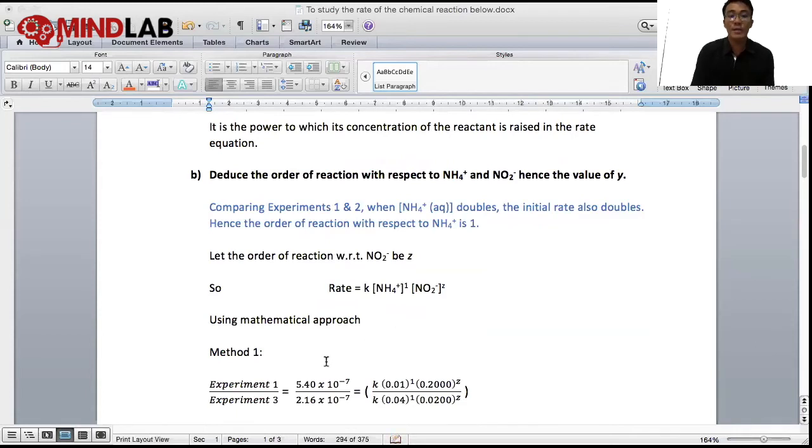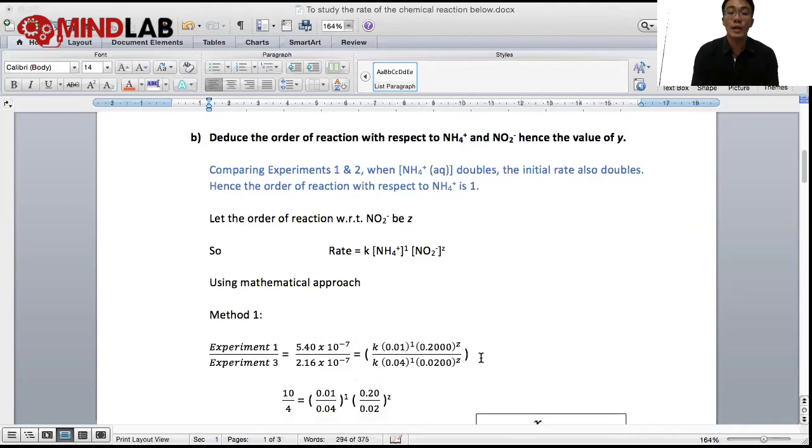Just be careful that you substitute the values in order. When I put experiment 1 as the numerator, I need to ensure that all the values with respect to experiment 1 are on the numerator as well. It's the same for all the values from experiment 3, which I made the denominator. So I plug in the initial rate of reaction values, experiment 1 on top, experiment 3 at the bottom, equals the rate expression. I substitute the values from experiment 1 into the rate equation, and the same for experiment 3 in the denominator.